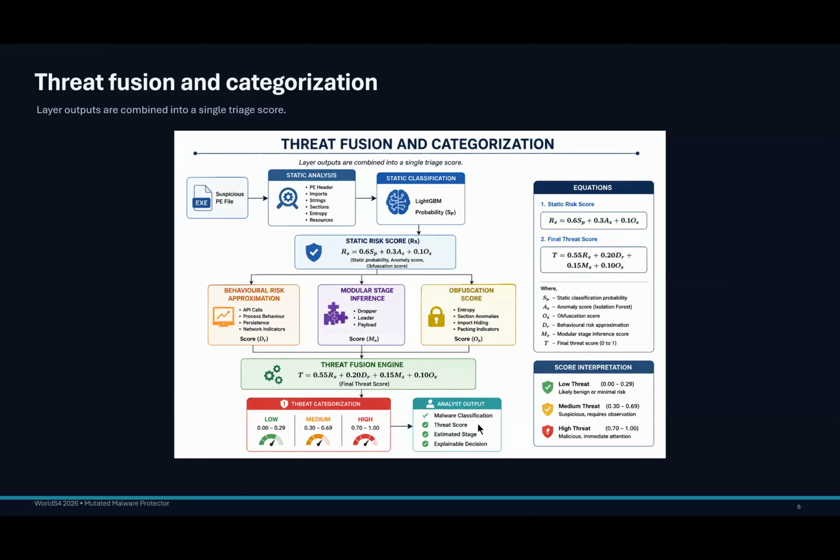A score from 0.00 to 0.29 is low, indicating benign behavior. Medium is from 0.3 to 0.69, which is suspicious and requires active investigation. And high threat is 0.7 to 1, which needs immediate attention. So this framework provides an analyst-friendly output consisting of malware classification, threat score, estimated malware stage, and an explainable decision to support early-stage malware triage.